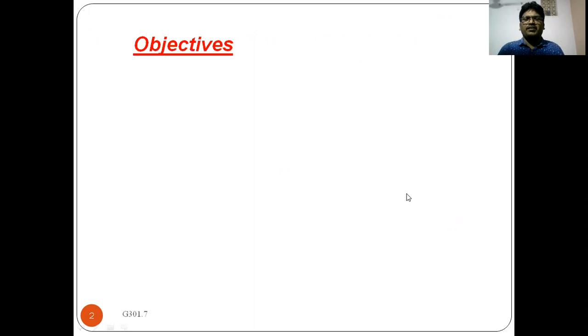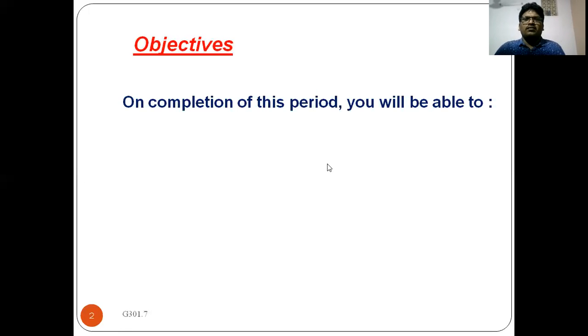Integration of x to the power of n is already well known. Integration of x to the power of n is equal to x to the power of n plus 1 by n plus 1 plus c. And integration of root x can be solved in the same process. Integration of sin x is minus cos x plus c, and integration of cos x is sin x plus c. So these are some important formulas useful in this session. Today's objectives: we want to complete this in this period.